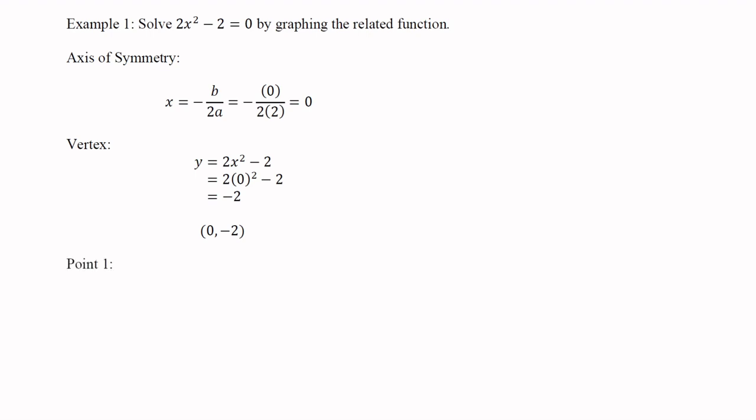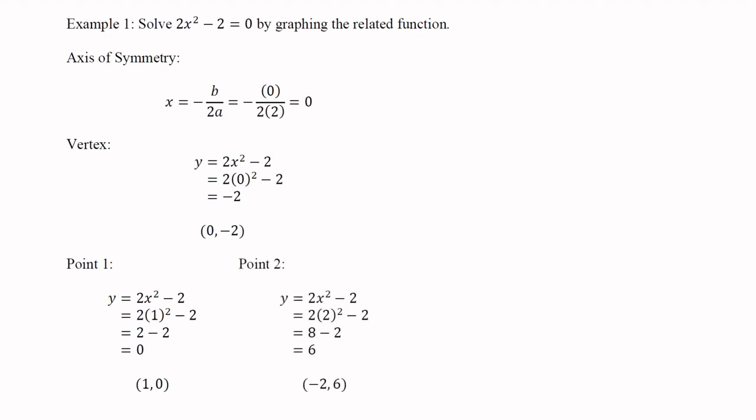Then we're going to take the related equation, and we are going to substitute two other x values in to get points. So for the first point, let's put in 1. Since our vertex is at 0, let's go on the right side of our axis of symmetry, and go to x equals 1, and get the point (1, 0), and move on to x equals 2, and get (2, 6). Okay, that should be positive (2, 6) there.